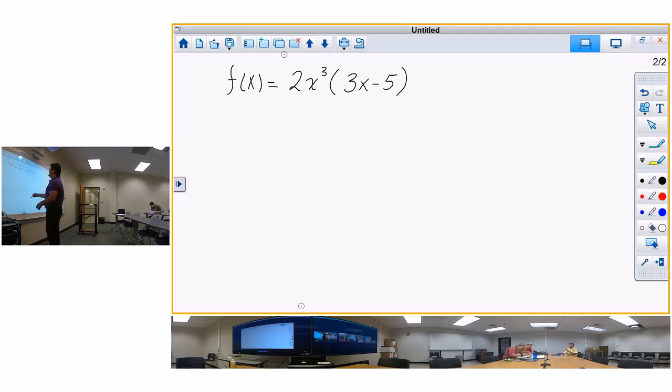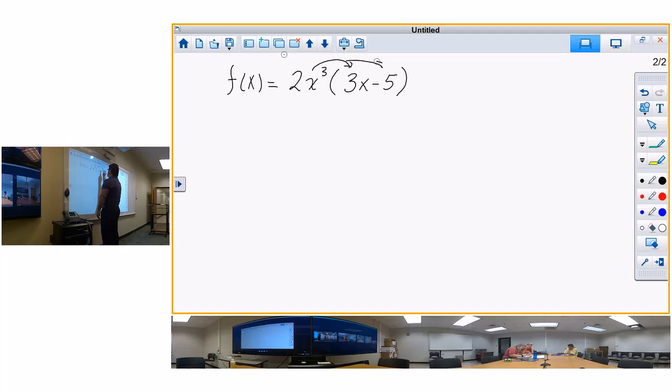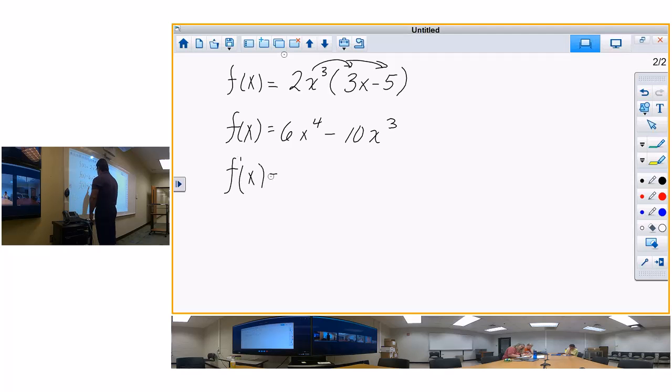If you distribute and use algebra first, you're going to get 6x to the fourth minus 10x to the third. And then you can call that f of x. And f prime of x is going to be equal to 24x to the third minus 30x squared. And that's using the algebra.